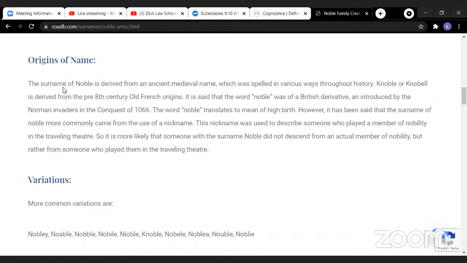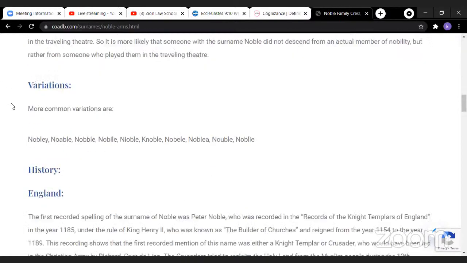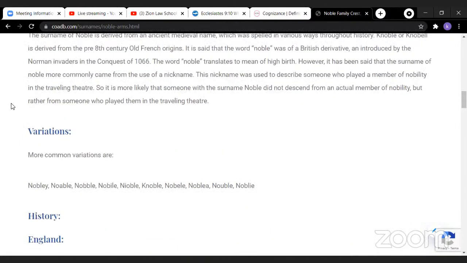The nickname was used to describe someone who played a member of a nobility in the traveling theater. So it is more likely that someone with the surname Noble did not descend from an actual member of nobility, but rather from someone who played them in the traveling theater.